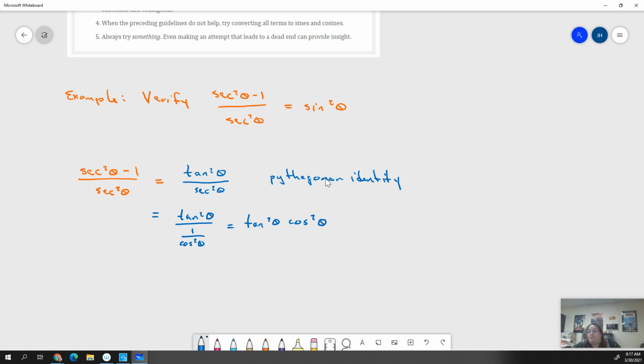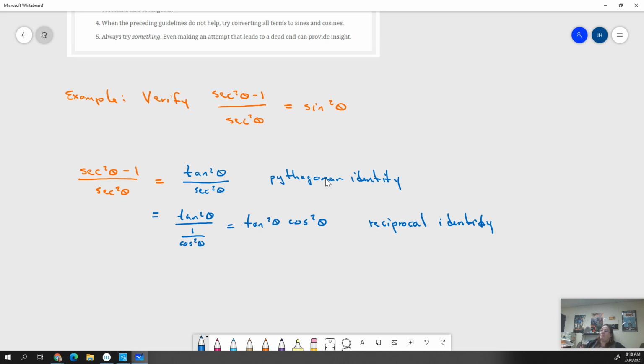I know that secant squared theta is the inverse of cosine squared theta because it is the identity, right? It's that reciprocal identity. So I'm just going to write: reciprocal identity. Do you have to list all the reasons? No, I'm just listing them so that you can see what they are.